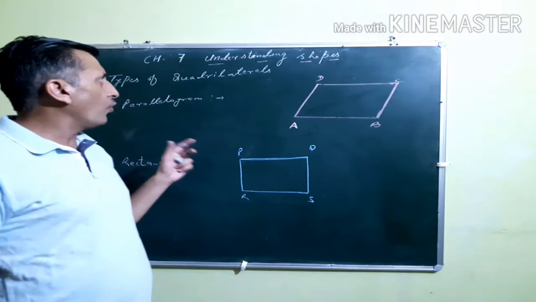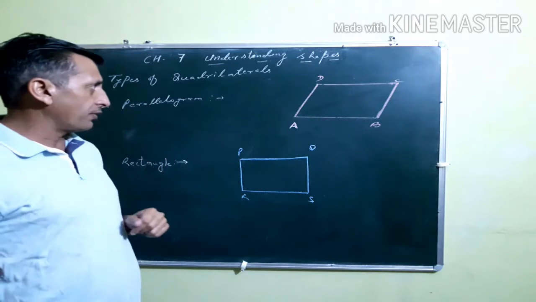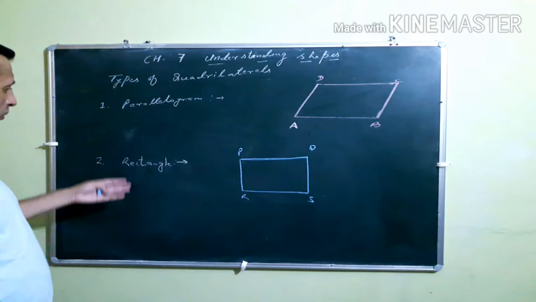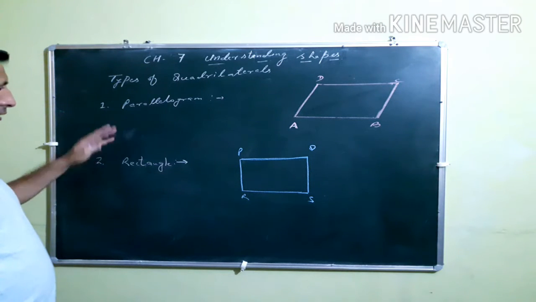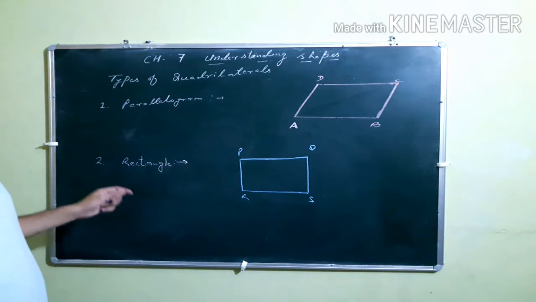I think everyone knows what a quadrilateral is. A quadrilateral is a closed picture having four sides. So that is called your quadrilateral. And here are some types. I have written some types of the quadrilateral. So the first type is a parallelogram.